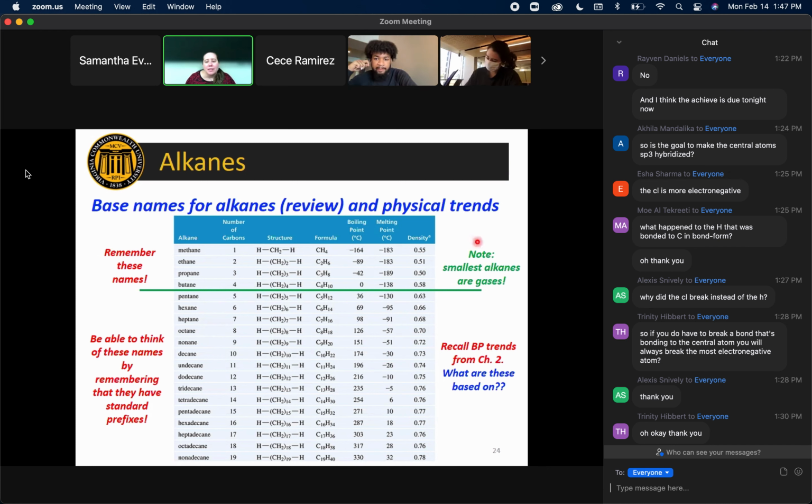I also want to point out that the smallest alkanes are actually gases, right? So the boiling point of butane is 0 degrees, which means that at room temperature, butane is a gas. And again, just to kind of drive this home, I'm going to ask that you guys remember these names, methane, ethane, propane, butane, and know that those are the 1 through 4 versions. And that you can derive the rest of these from Greek prefixes that you already know.